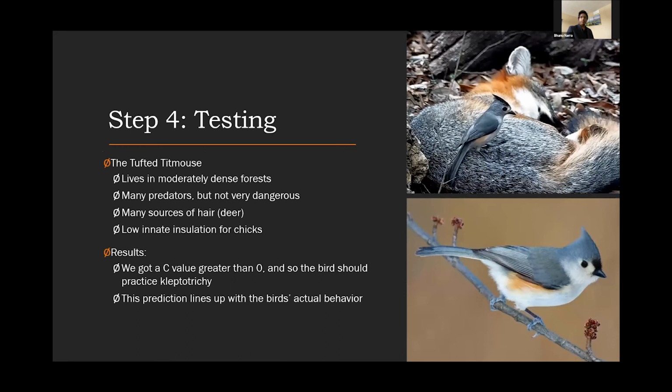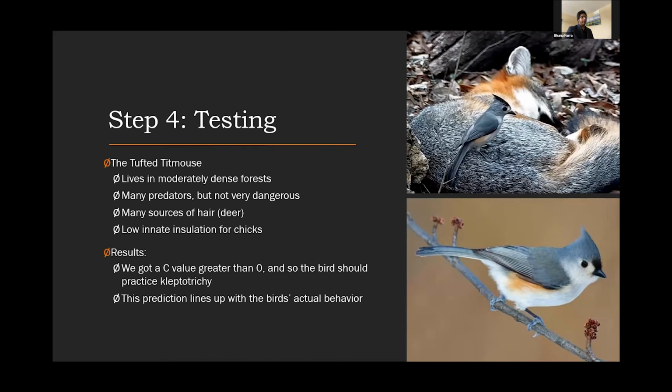And so we were finally able to test our model with this example of the tufted titmouse. And this bird lives in a moderately dense forest. And there's also a lot of predators in this area, but they're not very dangerous predators. And they also have a lot of deer to choose from. And deer are obviously not predators to them, so they're not at all dangerous. And they're also the most common source of hair for Kleptotrichy. Also, the chicks have a low innate insulation.